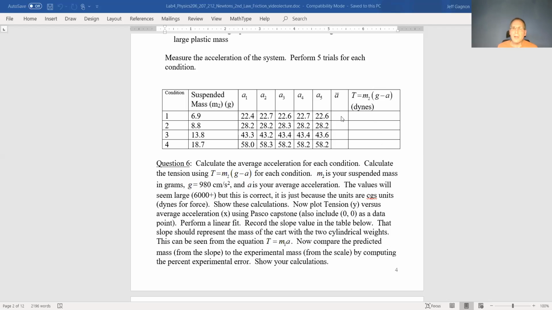Okay, once you have these two columns calculated, I would show some calculations here. So once you have those calculations, you're going to plot tension versus acceleration. So on Pascal Capstone, plot tension versus acceleration. That means acceleration will be on the x-axis and tension will be on the y-axis. And make sure you include 0, 0 as a data point as well. So you have 0, 0, and then these data. So x, y.